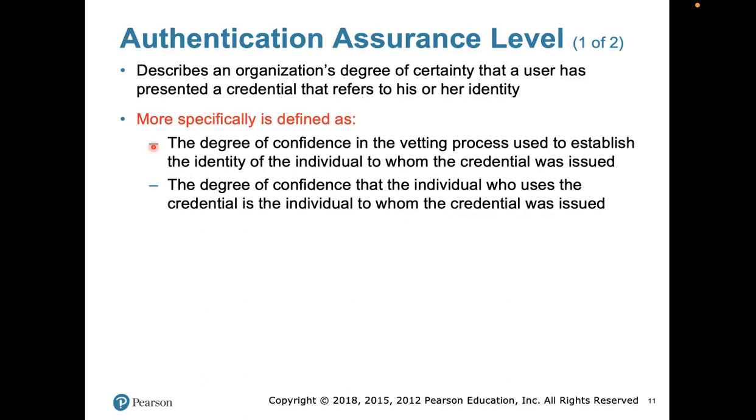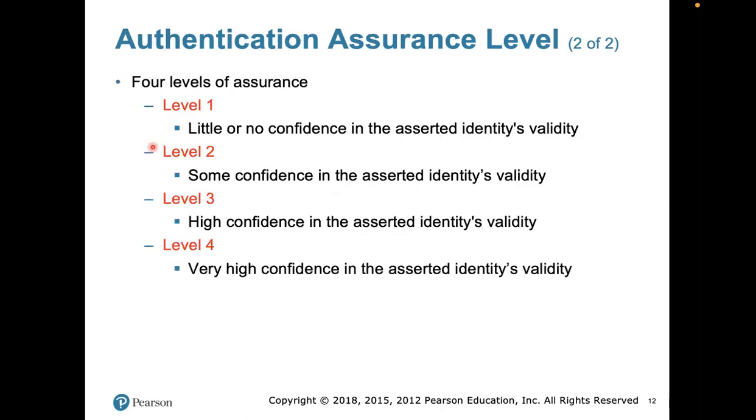We allowed the user to go through and to use some resources, but how confident are we about that decision we made. And basically, we define 4 levels of assurance. Level 1 is the lowest level, and level 4 is the strongest level, which means that we have very high confidence in the asserted identity's validity. In level 1, there is very low or no confidence in the authentication done by the system.